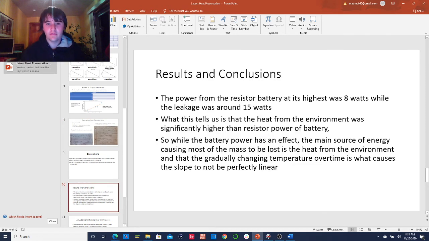So from there, what we can conclude is that while the battery power has an effect, the main source of energy causing most of the mass to be lost is the heat from the environment.